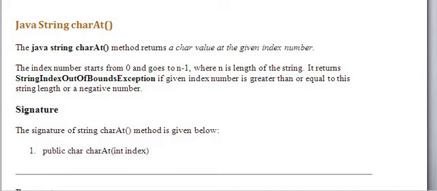Index out of bounds. The index must start from 0 to n-1 only. So out of bounds means if it is not in 0 to n-1, then it is out of bounds.